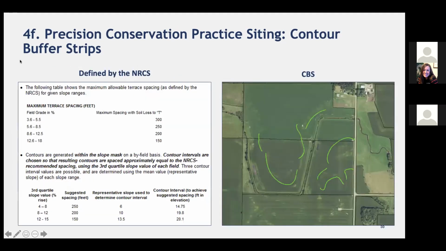So again, when we think about defining these contour buffer strips, this tool is based on terrace spacing and then contour spacing. So we're really thinking about the percent rise as well as that slope length to understand the spacing needed for these contour strips. So here are some examples of that, shown with these green lines in the image on the right. Those are contour buffer strips that have been placed in the landscape.